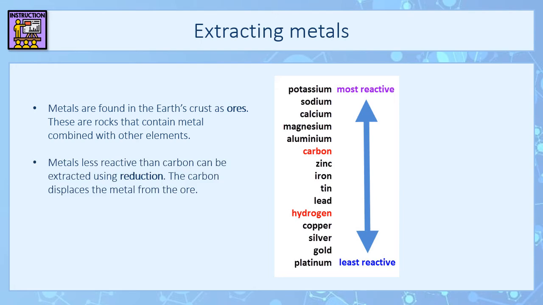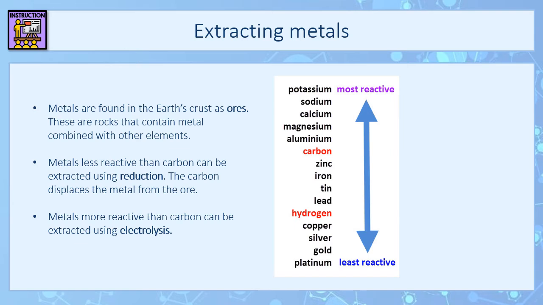Metals that are less reactive than carbon can be extracted from their ores using a process called reduction. This involves heating that metal ore with carbon, and the carbon will displace the metal from the ore. If you look in the reactivity series, you can see that carbon is more reactive than metals like zinc, iron, tin and lead, and therefore if you add carbon to a metal ore, the carbon will displace the metal from that ore. You'll end up with the metal and you'll get carbon dioxide as your other product.